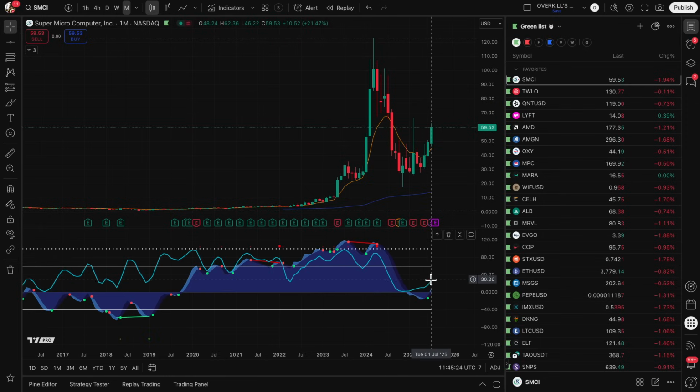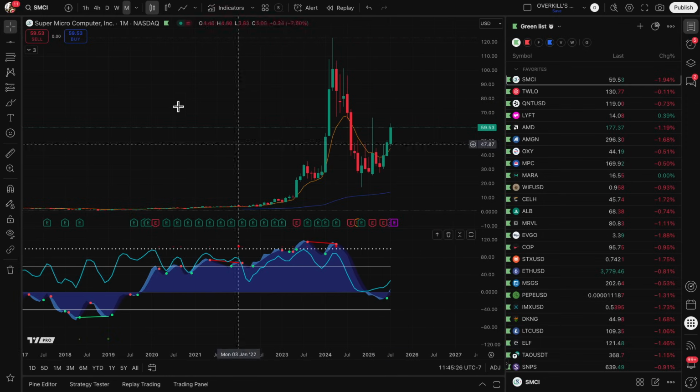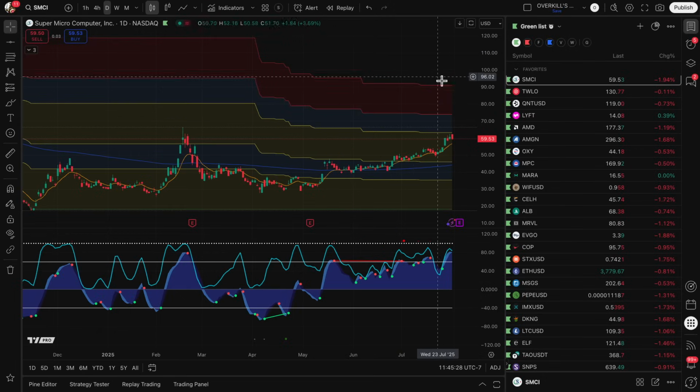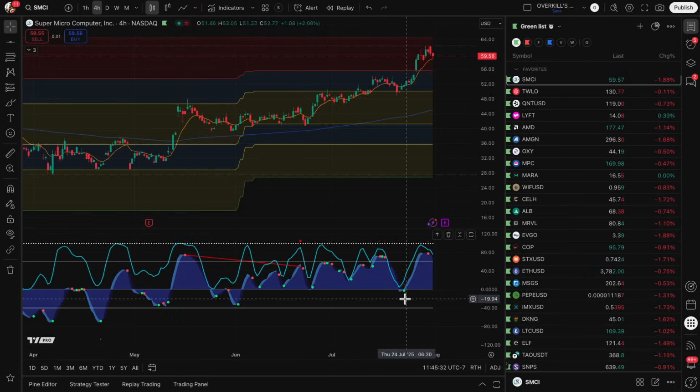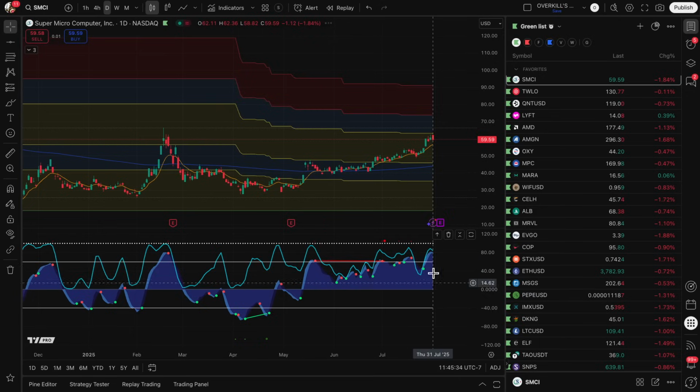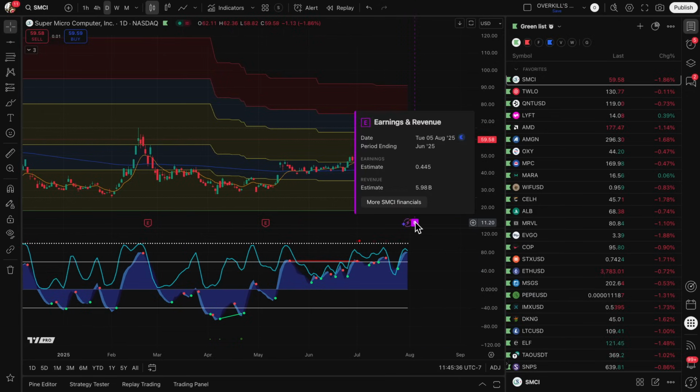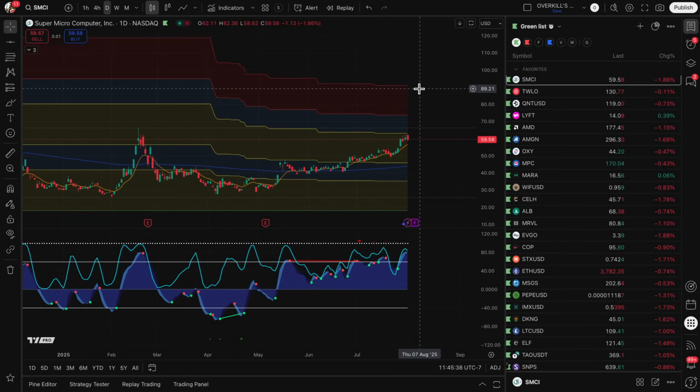SMCI, this one's green on the monthly. So again, targeting this stochastic back up here at the white dotted line, or targeting up here in the red zone. I think SMCI looks fantastic. I'm looking for a 4-hour or a daily dot. I think this one could pull back a little bit on its earnings, or it could absolutely explode.